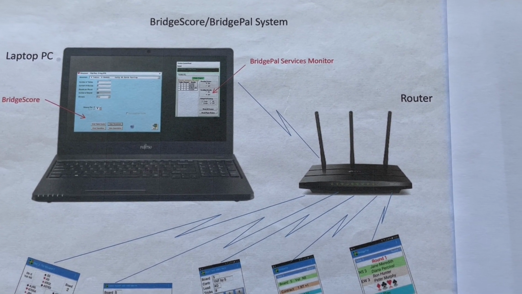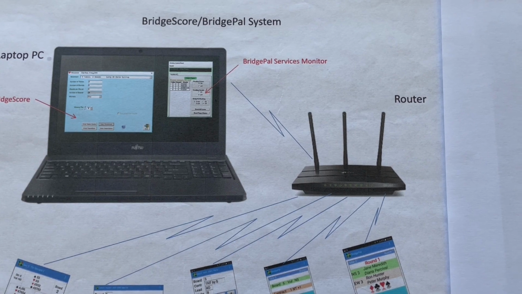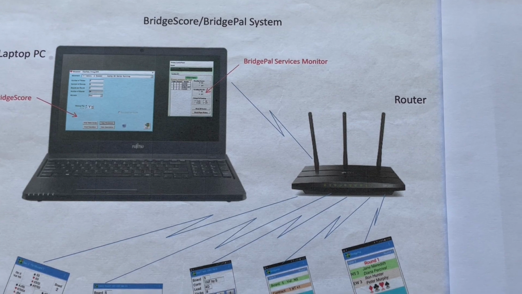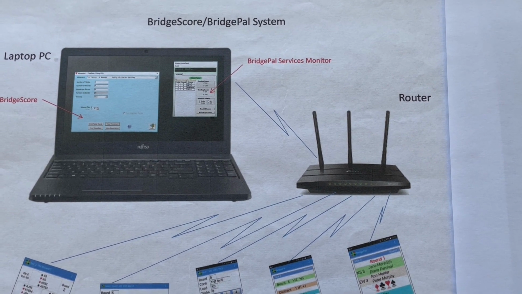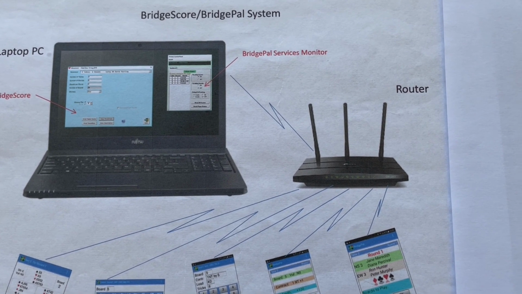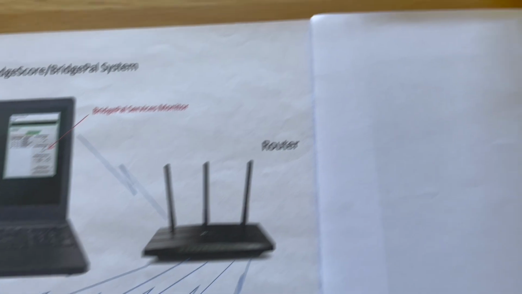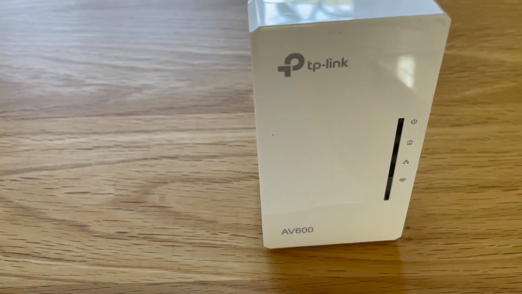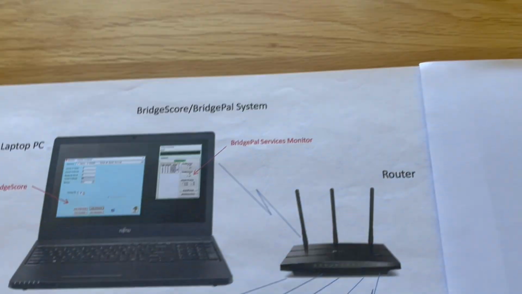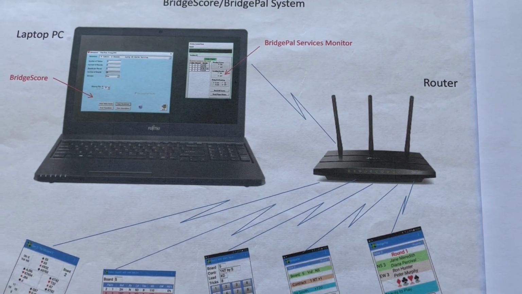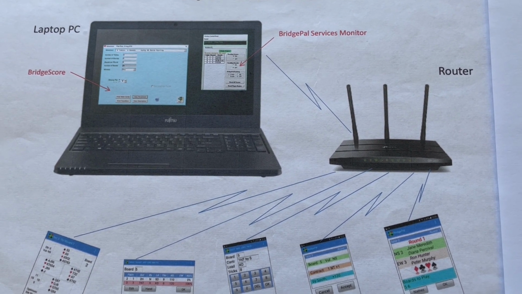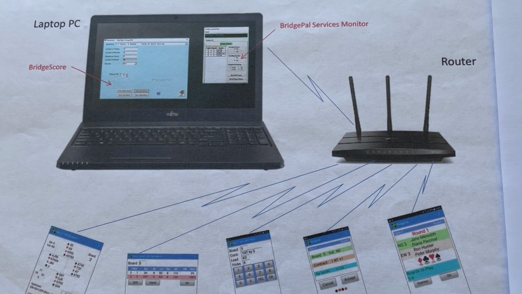BridgeScore communicates to the router using an app called BridgePal Services Monitor. The router, which is often behind the scenes, plays a key role in coordinating all of this information. If a router is not available, we can use our own TP-Link AV600 router. Neither our router nor many of the routers in locations that we use connect through to the internet.